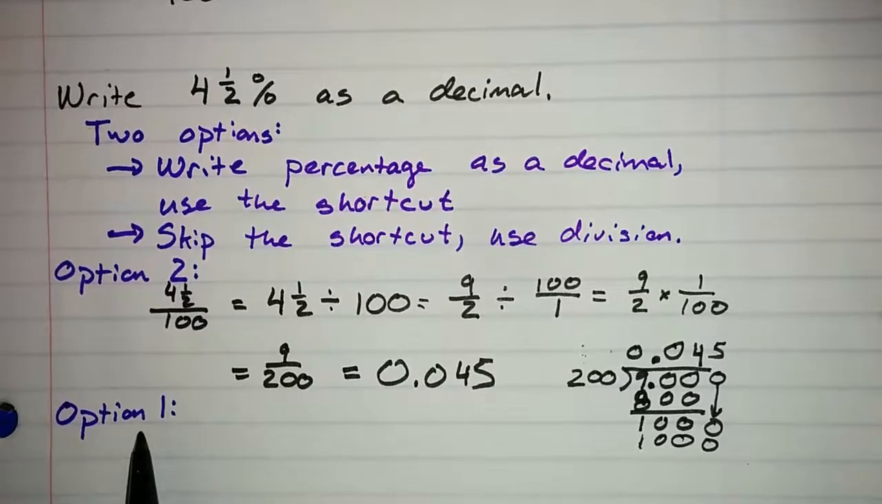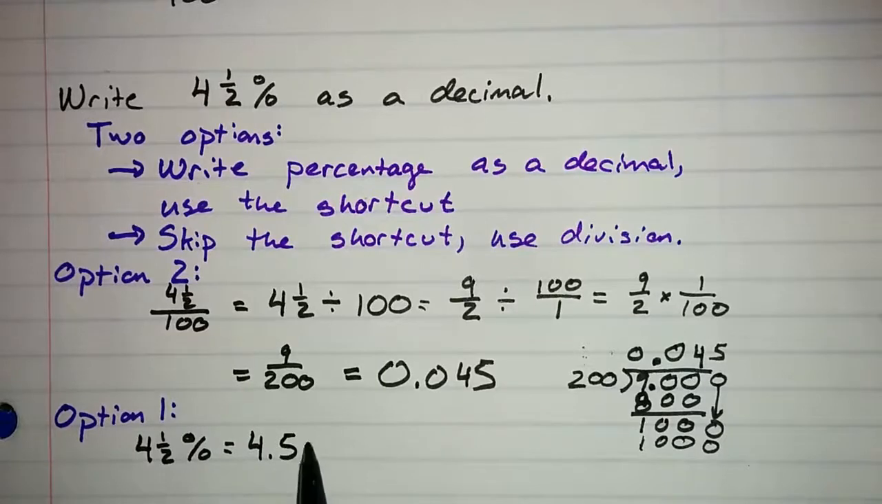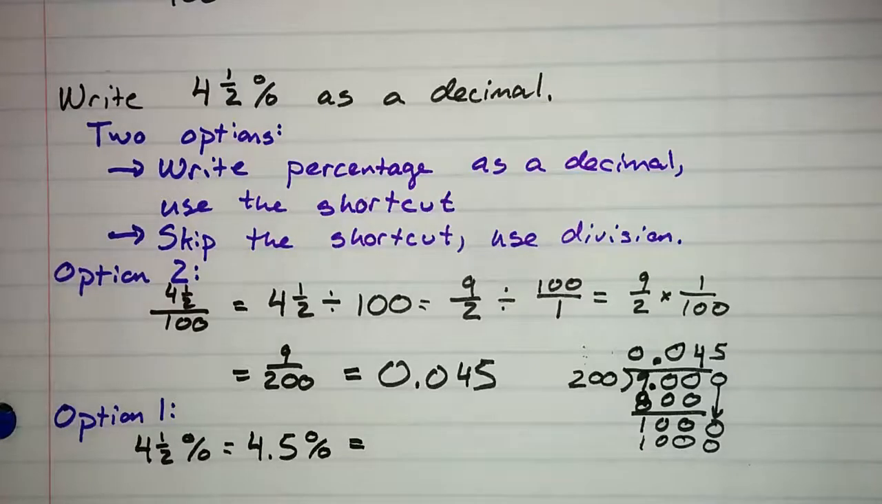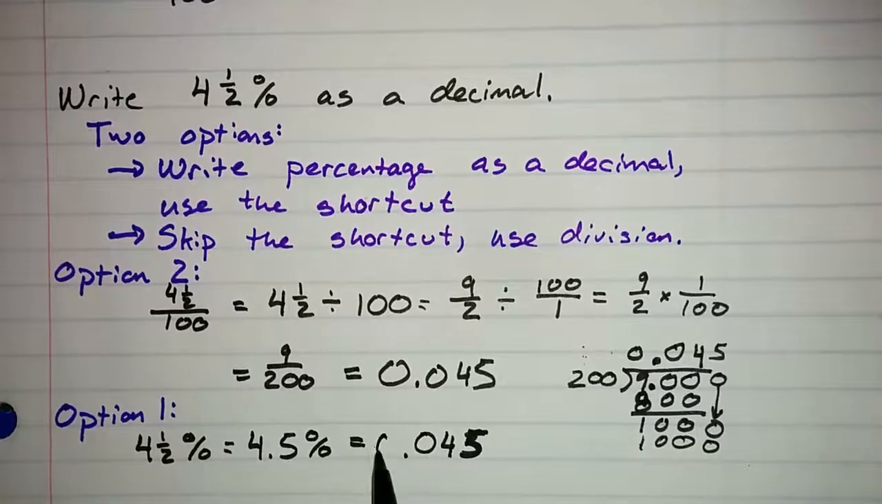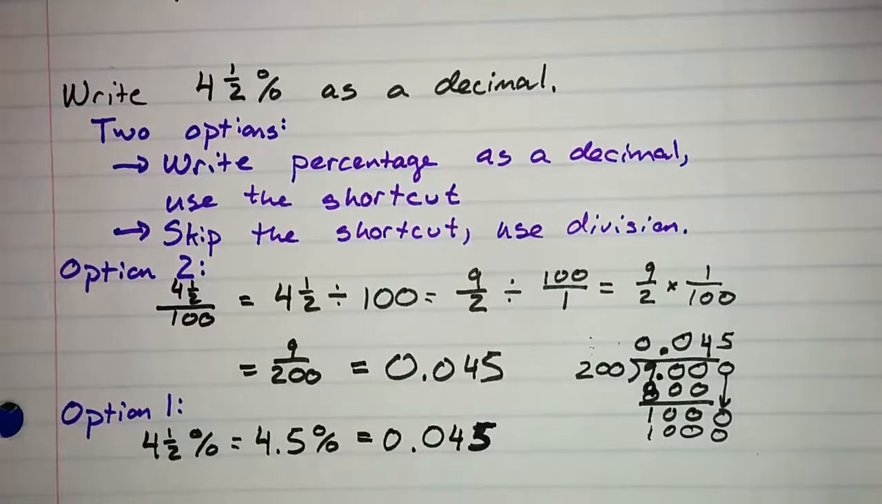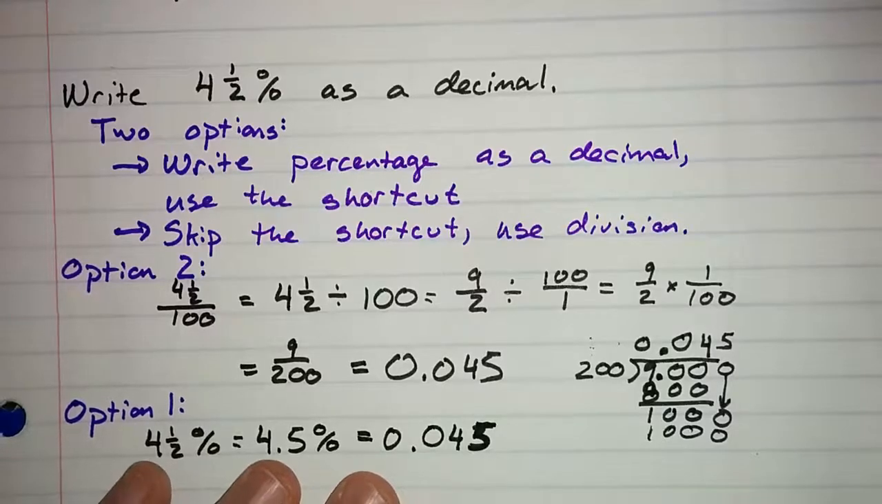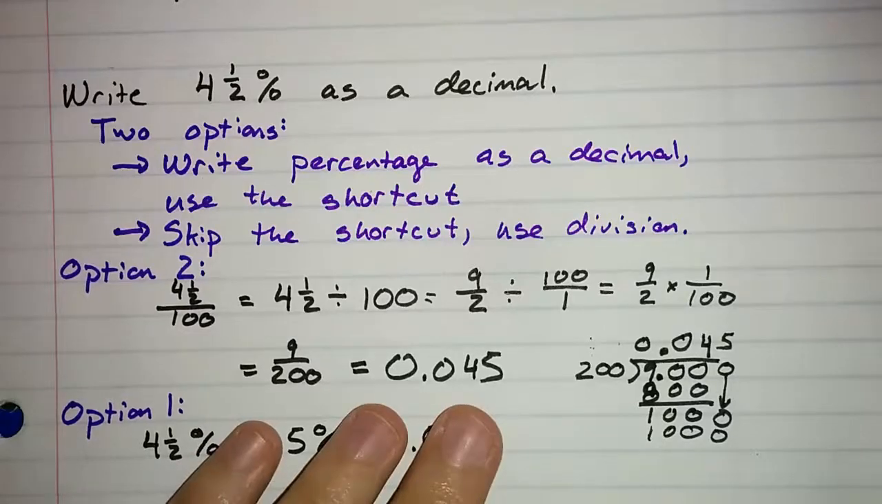If I used option 1, maybe I noticed that 4 and 1/2 is 4.5. So I might have said 4.5%, and then used the shortcut. Right now I have 1 digit after the decimal point. I want 2 more, so I want 3 digits after the decimal point. I need an extra 0. 0.045. 1, 2, 3 digits after the decimal point. Either way, I got the same answer. So if I can see how to use the shortcut easily, I'll use the shortcut. If I can't, I can always just use division.